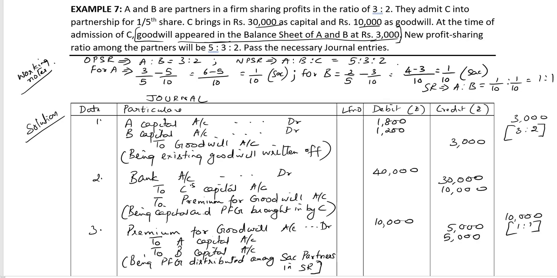So there was another sum with existing goodwill, but unlike in the previous sum, we had to calculate the sacrificing ratio, which was different from the old profit sharing ratio. So the goodwill which was existing in the books was written off in 3:2, which was the OPSR, while the premium for goodwill was distributed in the sacrificing ratio, which is 1:1. Let's go to the next example.